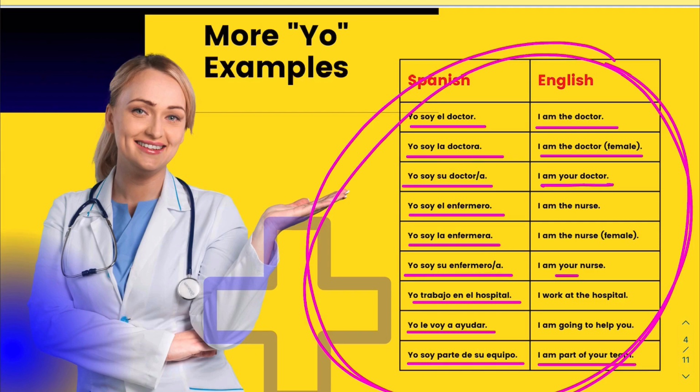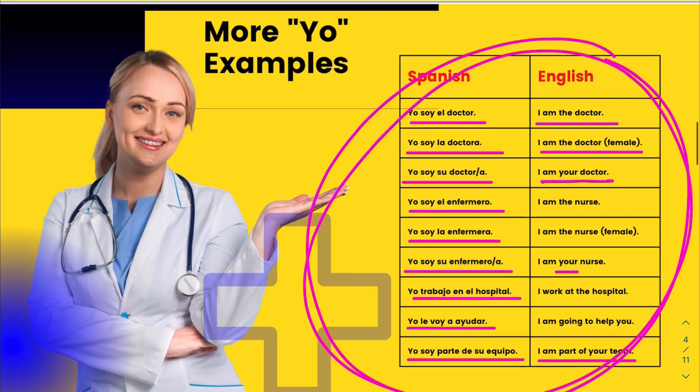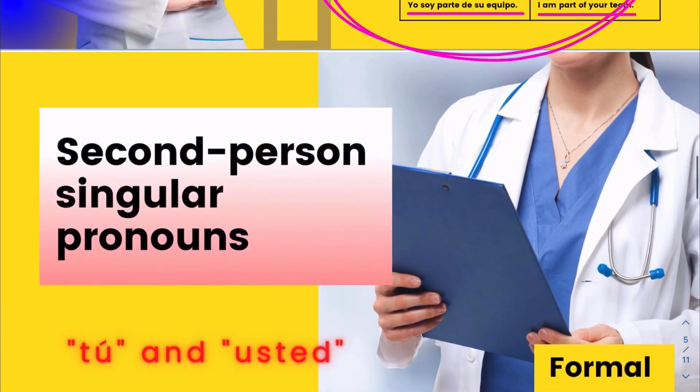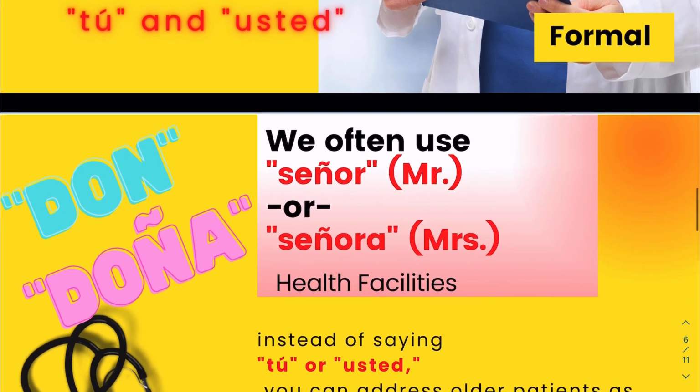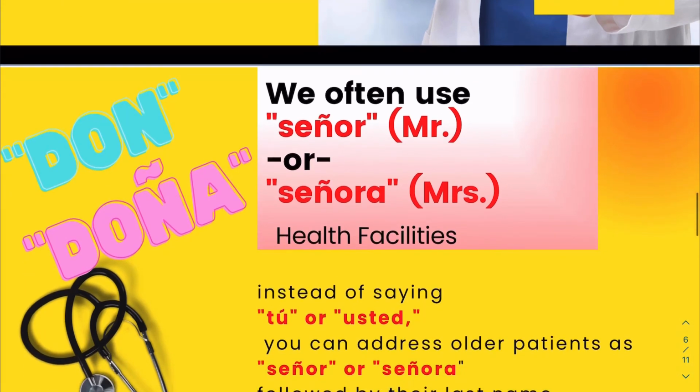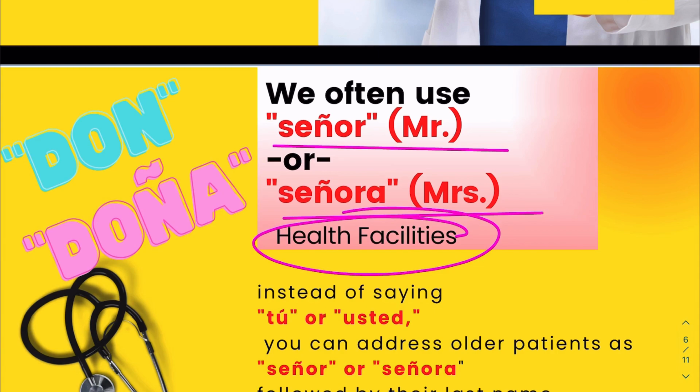Now, next we have the second person singular pronouns of tú and usted. For tú and usted, in Latin America, just remember that we usually use usted to address unfamiliar individuals in a respectful manner. However, when talking to older patients, we often use señor or señora. Señor is Spanish for Mr. Señora is Spanish for Mrs. You can use these in all health facilities where you're treating older patients.